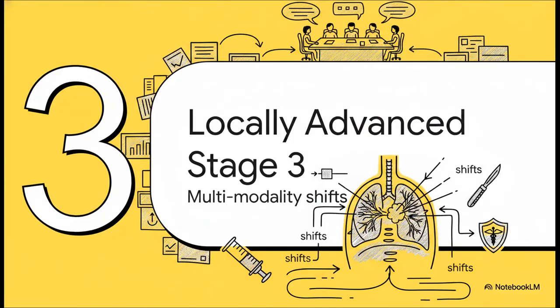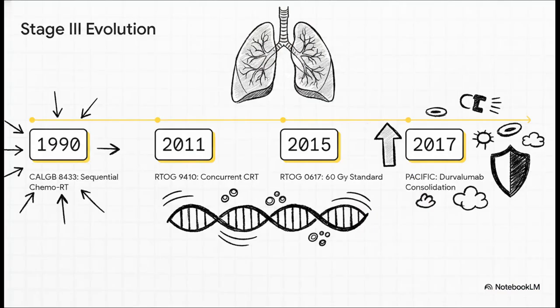All right, Section 3, locally advanced stage 3. This is where those complex multimodality shifts really come into play. If we follow the clinical evolution here, it's really a story of building on success. We started with CALGB 8433, which proved that sequential chemoradiation beats radiation alone. Then, RTOG 9410 took it a step further, proving concurrent therapy beats sequential. After that, RTOG 0617 locked in our modern dose standard. And then boom, 2017 hits, the PACIFIC trial drops, and it completely ushers in our modern era of immunotherapy integration.